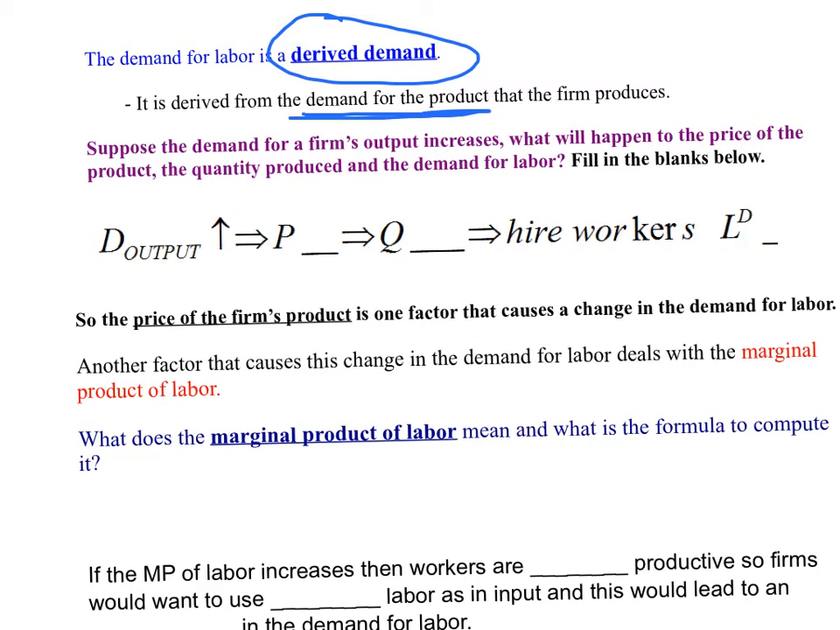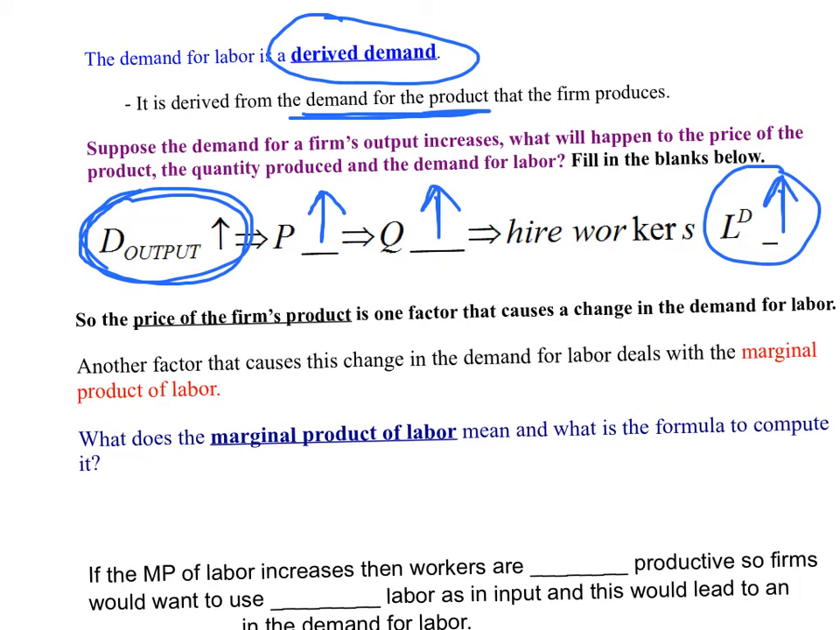So if the demand for some product increases, we know price is going to increase and the quantity is going to increase, and therefore if prices are higher and more goods are going to be produced, the demand for labor would increase. So once again, that's why it's considered a derived demand. It's derived from the demand for the product. An increase in the demand for the product results in an increase in the demand for labor of that product.